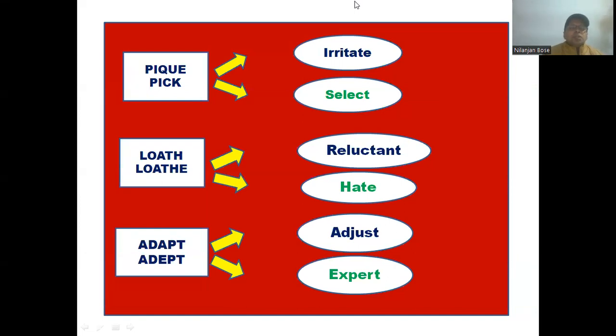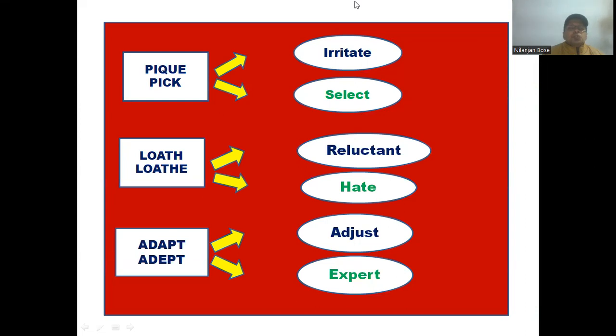So here come a few pairing words, by the application of which you will come to know the difference in meaning, so that you can be sure not to use the words wrongly. Like the first one, pique, P-I-Q-U-E. What does it mean? And the second one is also pick, P-I-C-K. As you see, the spellings are completely different, and meaning-wise these words are different, but similar sounding.